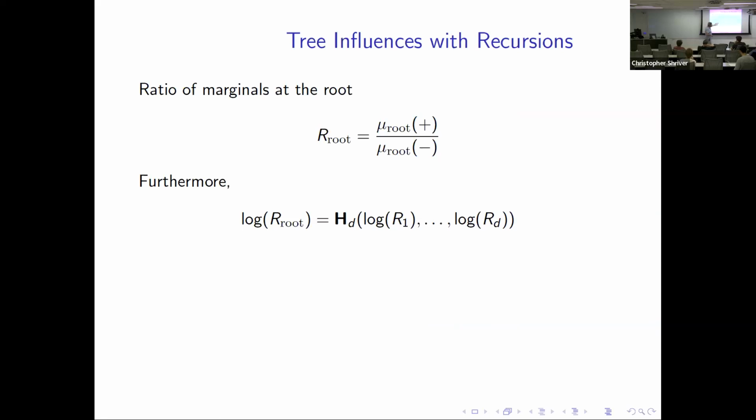So the setup is reminiscent of what Weitz was doing. We have the ratio of marginals at the root: the probability of the root being plus over the probability of the root being minus, or the probability of the root being occupied over the probability of the root being unoccupied.